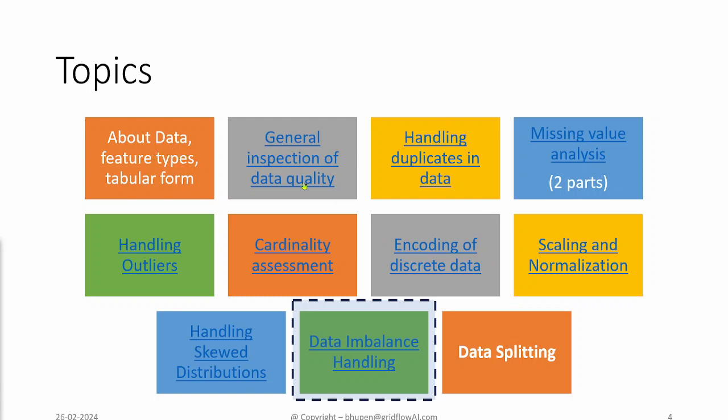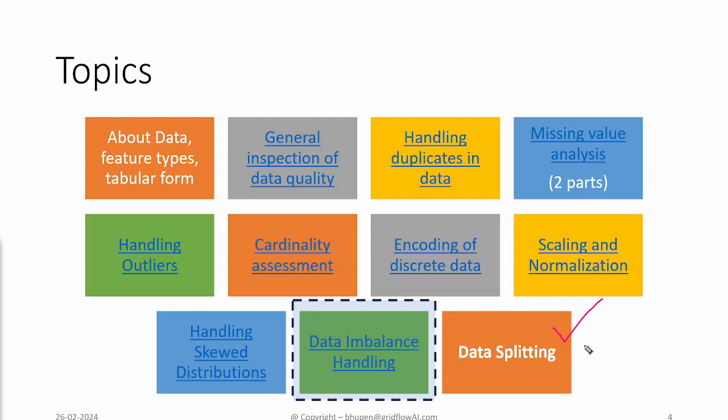So in the previous few videos, we covered quite a bit of topics, starting with data types and feature types, general inspection of data quality, how do we handle duplicates, missing value analysis. In fact, we had two videos on this particular topic, handling outliers, cardinality assessment, and then encoding of categorical data, scaling and normalization. We also covered data imbalance.